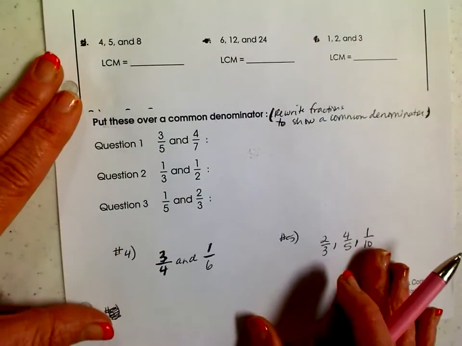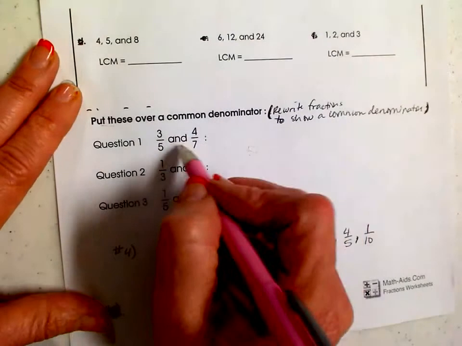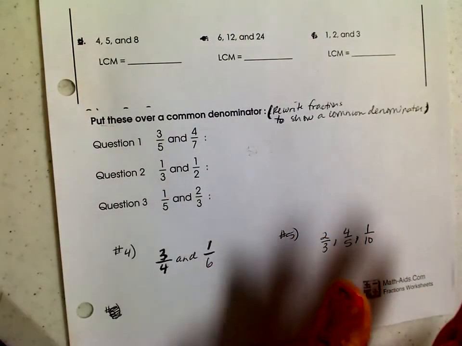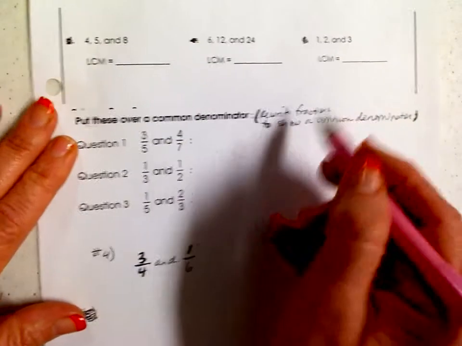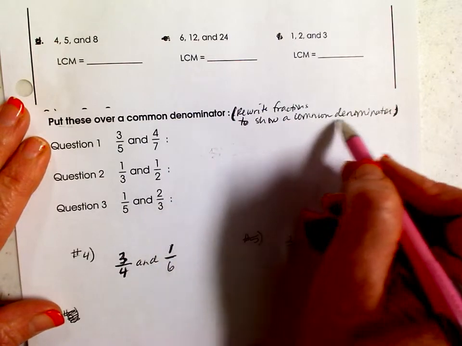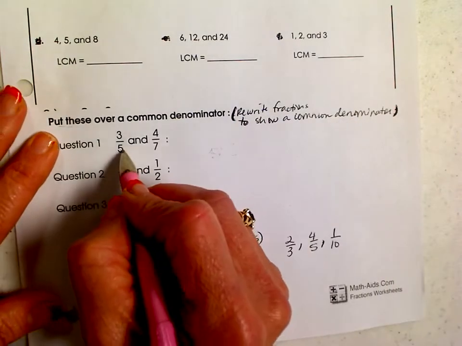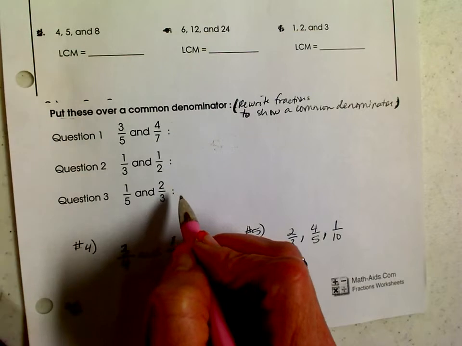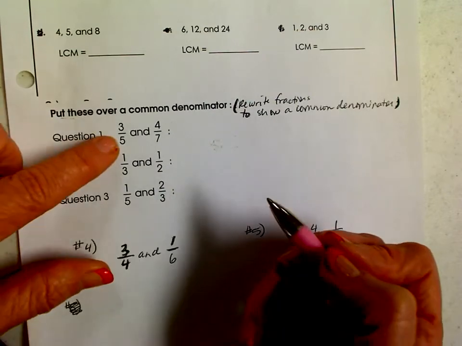Down here, we're working with fractions. Now, what we want to do, we don't want to add or subtract, multiply or divide or anything, but we're going to put these over a common denominator. I wrote, rewrite fractions to show a common denominator. Well, what's the number that 5 and 7 both go into, the least common denominator? Well, that's 35. That's right.